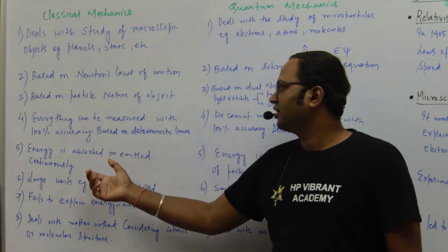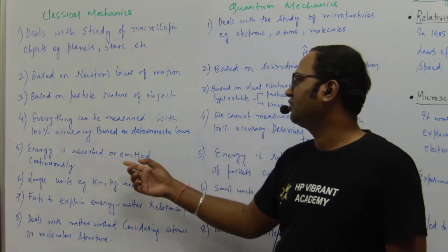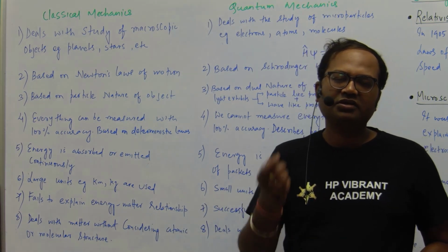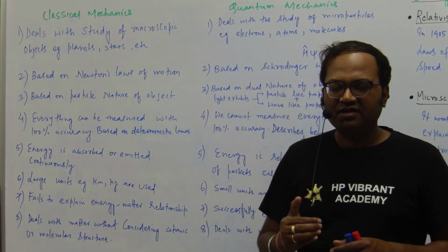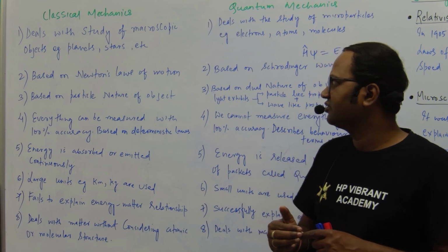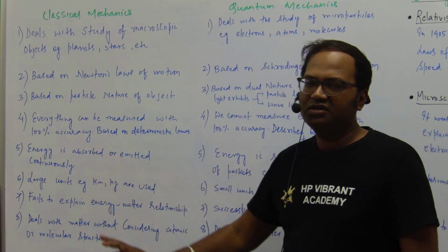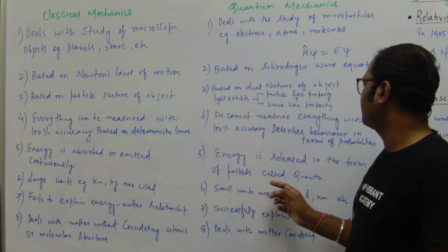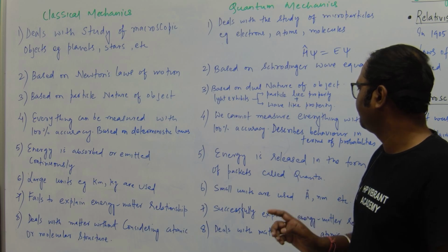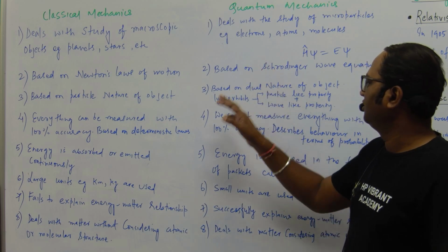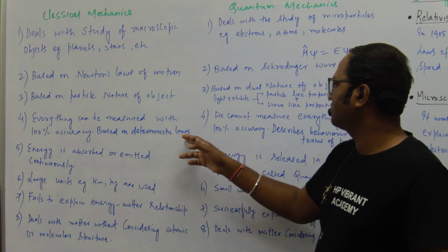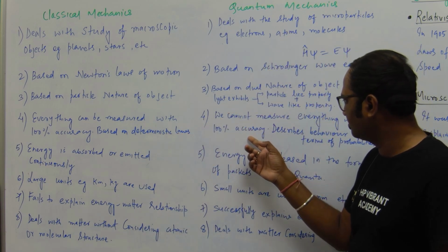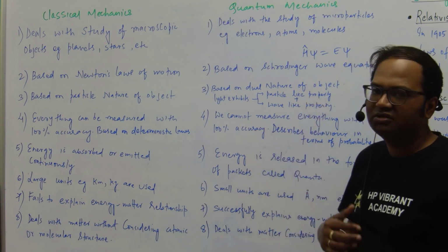In classical mechanics, energy is absorbed or emitted continuously. Suppose we have thrown an object in space; here kinetic energy is getting converted into potential energy. Hence, energy is absorbed or emitted continuously. In quantum mechanics, the energy is released in the form of packets called quanta. The previous point was based on deterministic law. In quantum mechanics, we cannot measure everything with 100% accuracy, so it is based on probability.